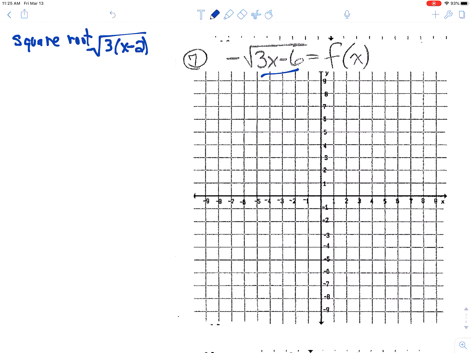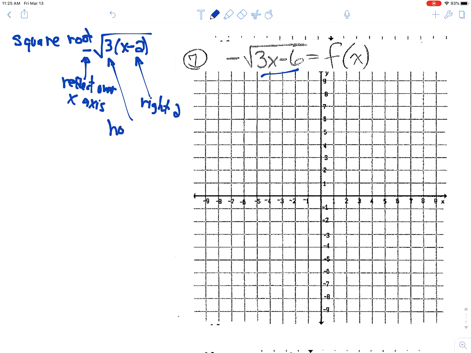So what's happening there is, let's see, that negative looks like it's a square root. Let me rewrite that. It's negative square root. This is a reflection over the x-axis. This x minus 2 on the inside of the function means we're going to go right 2. And this 3, let's see, it's on the inside, it's being multiplied. That's actually a horizontal compression.